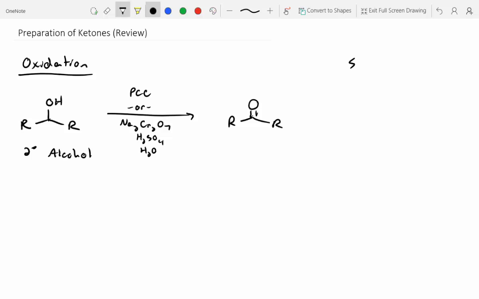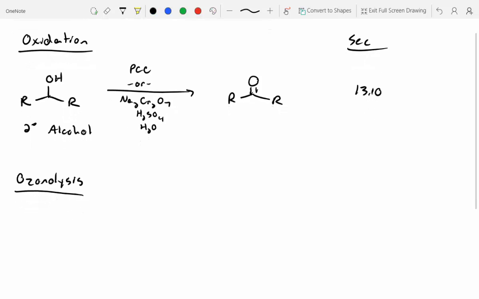This was done in section 13.10, if you want to go back and review it. But will this work with tertiary alcohols? No, it has to be a secondary alcohol. Ozonolysis can also be used to make ketones.